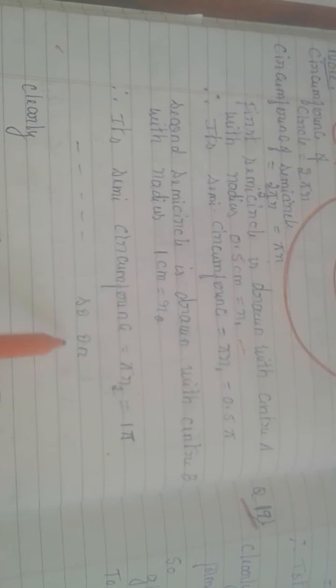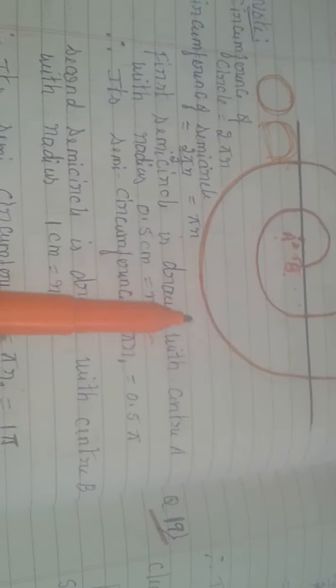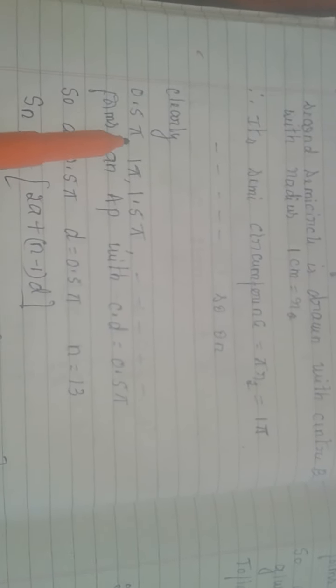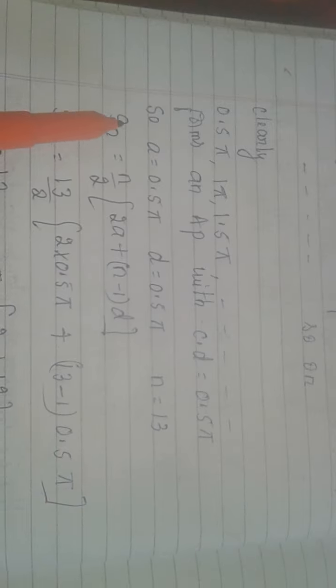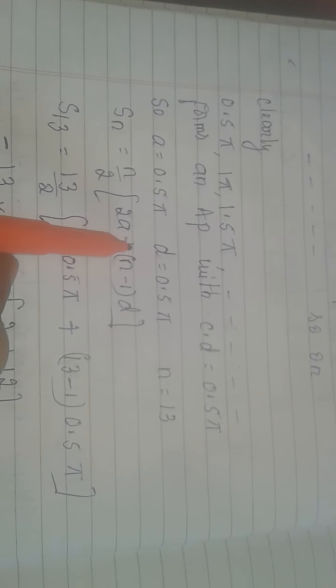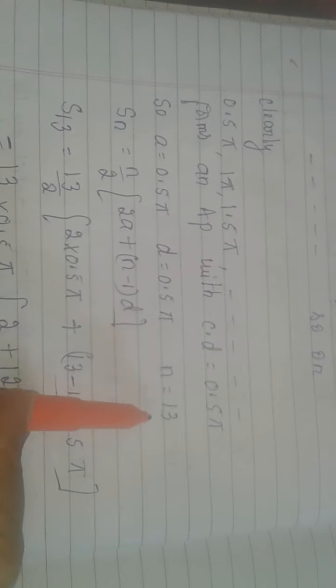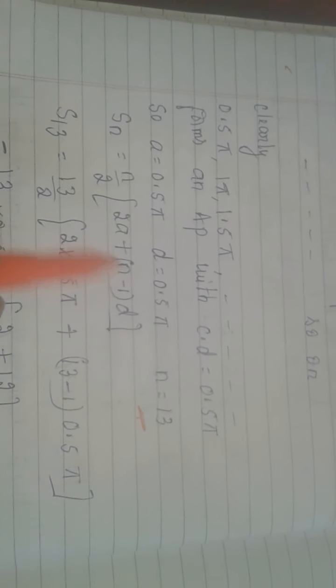I didn't write here the last, 13th semicircle, so I am taking an infinite AP here, so I will take the first formula. Even though there are 13 semicircles here, I did not find out the 13th semicircle circumference, because I am taking the infinite AP. So clearly 0.5 pi, 1 pi, 1.5 pi, and so on is an AP. What is the common difference? 1 pi minus 0.5 pi is 0.5 pi. Clearly from this you can take a is 0.5 pi, common difference d is 0.5 pi, and n is 13. Why? Because in the question he has given 13 semicircles.